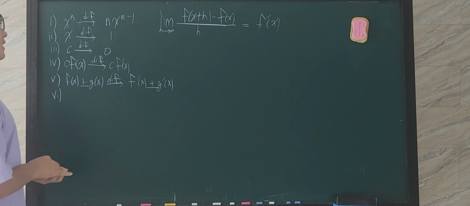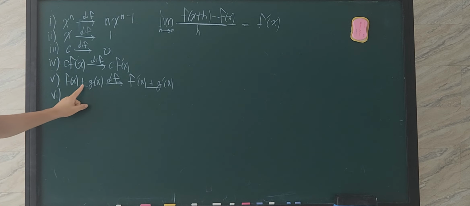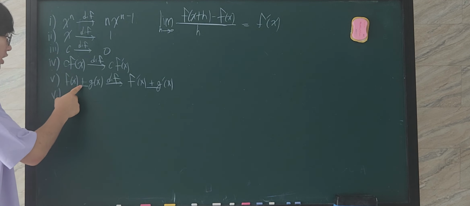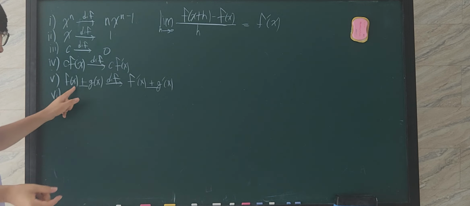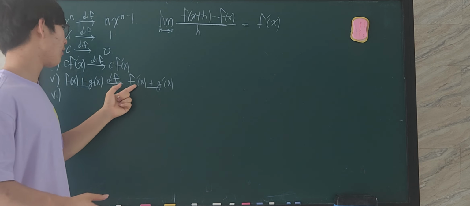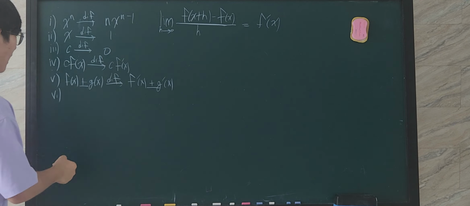Since we're running out of time, I'm not going to prove it here because I've already proved the first case with the addition type of functions, but I would really appreciate it if you prove the subtraction type of function on your own, to see if you get the same result of f prime x minus g prime x.